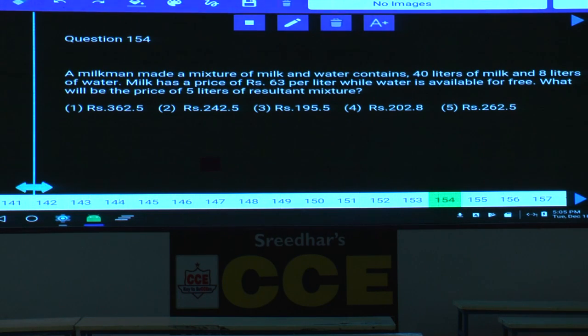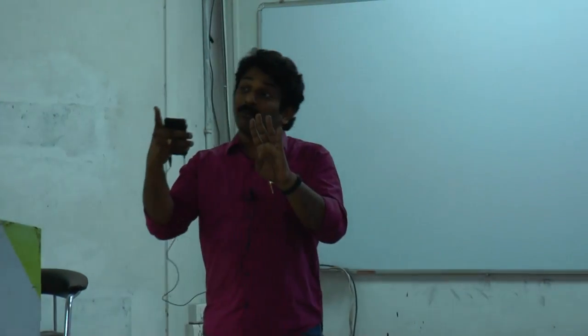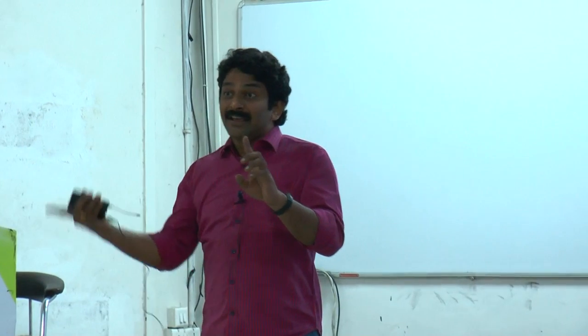63 rupees per liter. How many liters of milk do we have? That means the total amount spent by us is 40 into 63, right? So far we have 40 liters of milk, and then we are adding 8 liters of freely available water, got it? Total how much quantity do we have? 48 liters. Now for getting 48 liters of milk and water ready, we spent 40 into 63, correct?